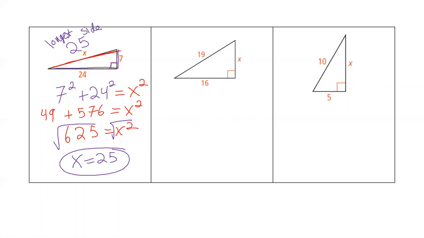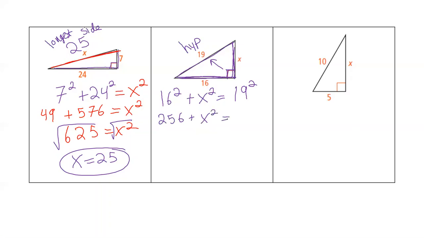Okay. So here again, we have the 2 legs make up the 90-degree angle. 16 squared plus X squared equals 19 is your hypotenuse. It is all by itself. Right? The one across from the 90 is the hypotenuse. It is all by itself. So 16 squared is 256. X squared stays there. 19 squared is 361.